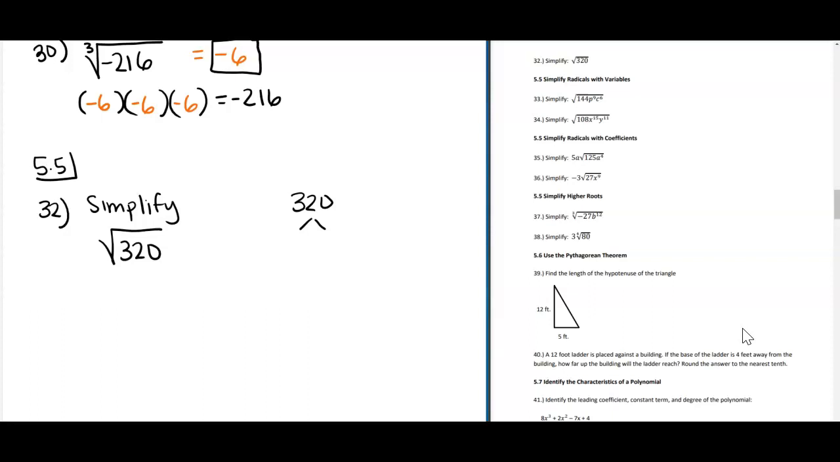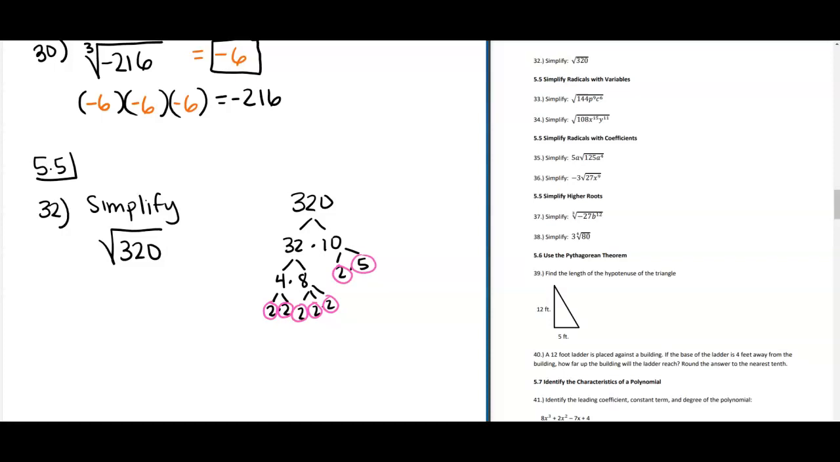Since it ends in a 0, I know it's going to be 32 times 10. Then I want to break these down to be all prime numbers, so I have to keep going until they're all prime. I know 4 times 8 is 32. 4 is 2 times 2, and 8 is one that you should remember: it's 2 times 2 times 2. Then 10 breaks down to be 2 times 5. Now all of these numbers are prime numbers, so I know I can stop.